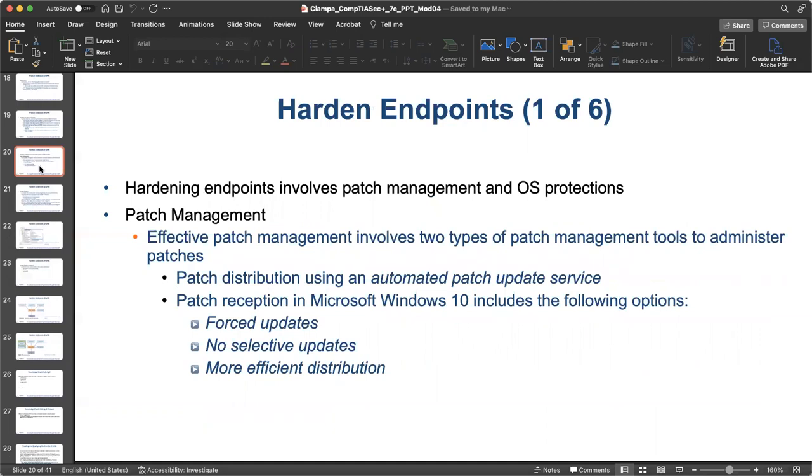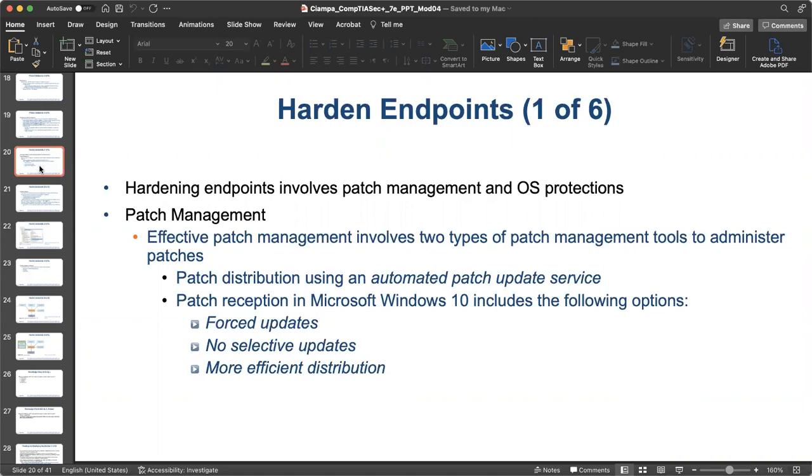So we talked about the threat intelligence. We talked about how to secure endpoints. Now I want to talk about hardening the security of the endpoint. So after boot security has been established and the endpoints have been protected, the next step is to harden the endpoints for further protection. Hardening of an endpoint involves patch management, as you can see, and also OS protections. Right? These two are the most important parts of it.